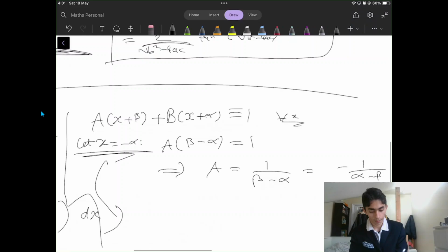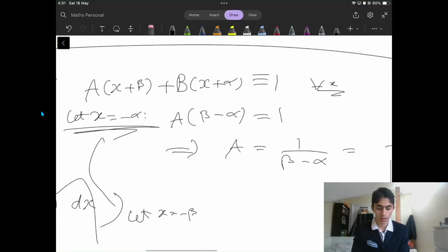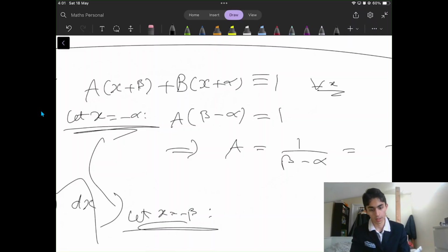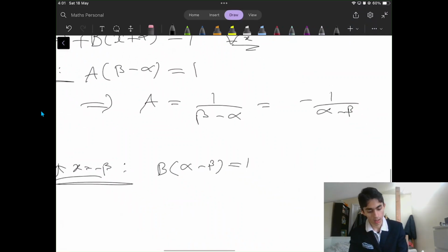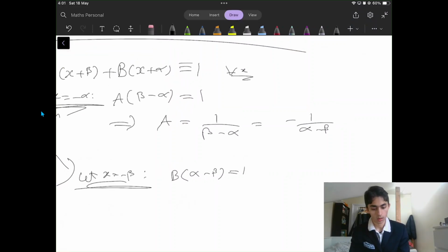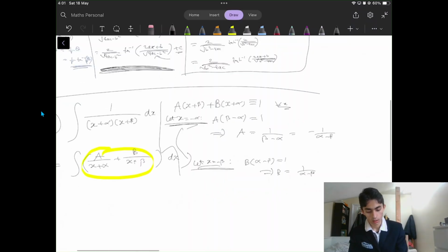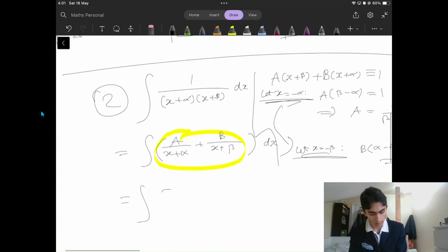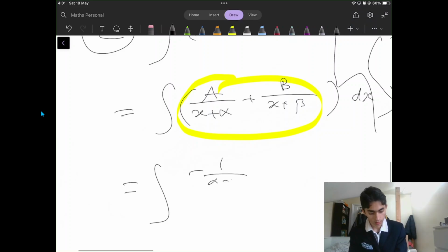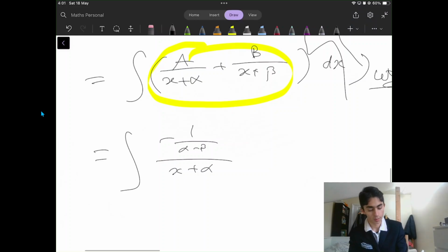And if we do the same thing where we let x equal negative beta, we get A times (beta minus beta), which is A times 0, which is 0. The A disappears, plus B times (alpha minus beta) equals 1, giving us that B is equal to 1 over alpha minus beta, right? So A is equal to negative 1 over alpha minus beta, and B is equal to positive 1 over alpha minus beta, right?